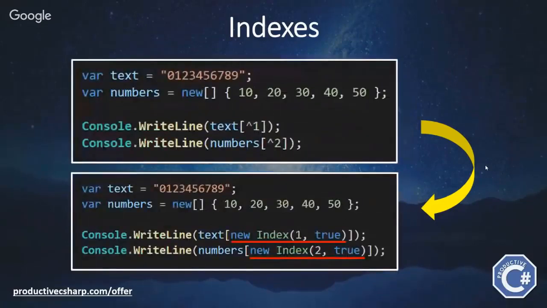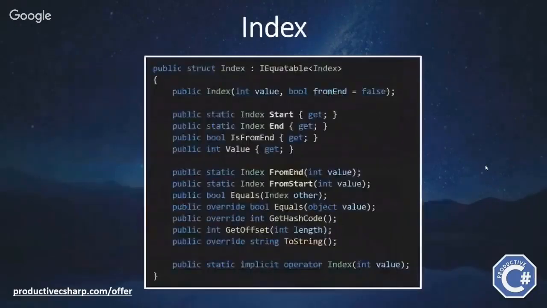Under the covers, the C# compiler transforms the index expression into the instantiation of an Index struct, passing the number that you provided and true, which means that you are basically starting from the end of the collection. You can see that this is effectively a struct that provides a value and whether it's from end or not, and all the various methods that make a value object.